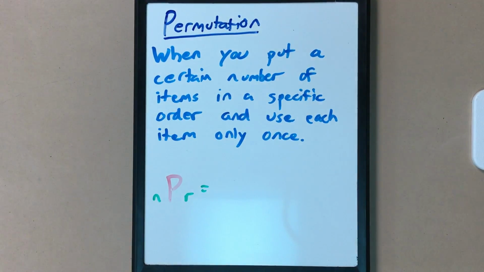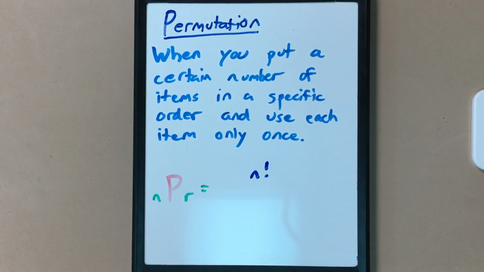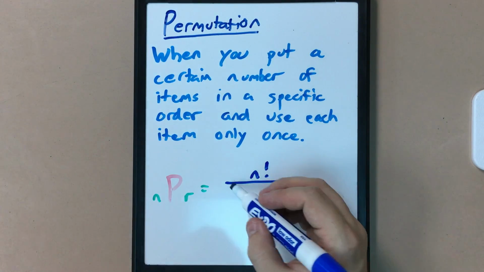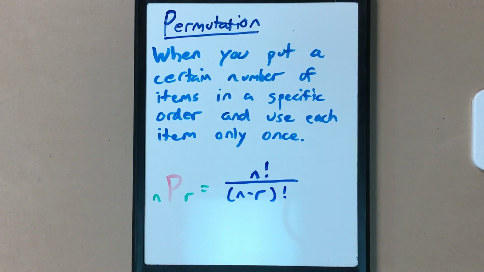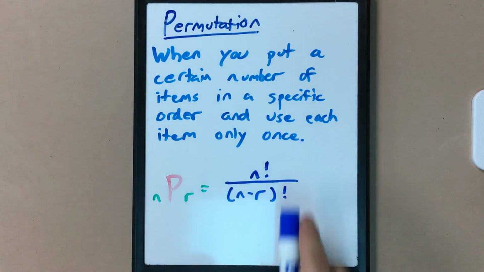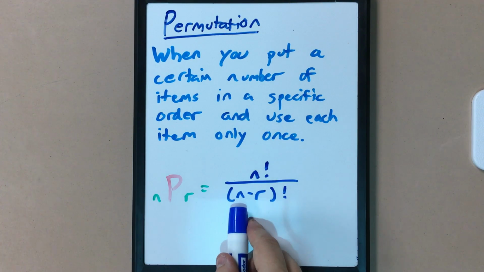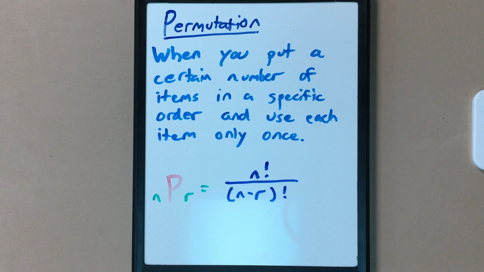And the formula for this is going to look like, we are going to start by figuring out how many things we're choosing from and taking that factorial, and that's going to be divided by 1 more factorial, and this one of n minus r. So it's the number of things we're choosing from, we take that factorial, we divide it by the number of things we're choosing from minus the number of things we're choosing, we divide by that factorial. Now, how exactly does this work?